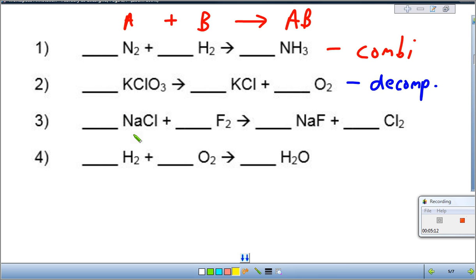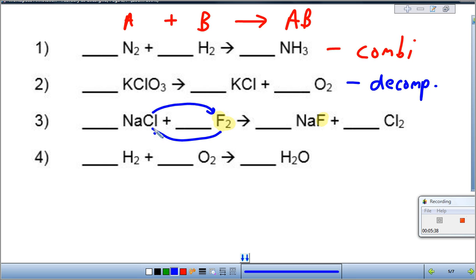Looking at this one here, we have fluorine all by itself and sodium linked up with chlorine to make sodium chloride. Here we see that fluorine ends up with sodium and chlorine's all by itself. And so what we see here is a switching of places. And so this is an exchange reaction. And so the F and the Cl are switching places. The Cl ends up all by itself. The F links up with Na. And so we do have elements all by themselves. Alright. So this is an exchange, and because we have elements all by themselves, it's a single exchange.